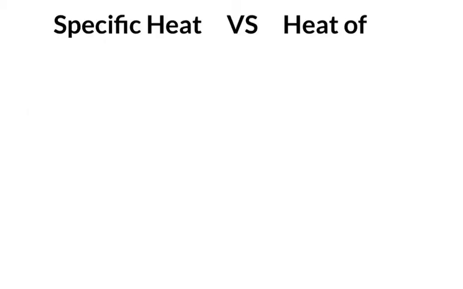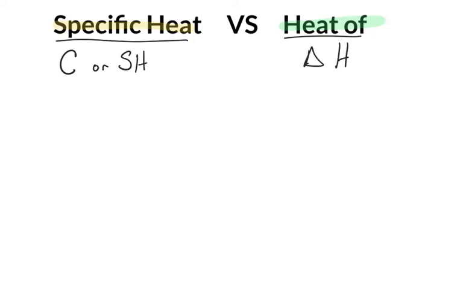So let's look a little bit at the differences between the specific heats and the heats of. In the specific heat, you'll notice, of course, we have the abbreviation C or SH, whereas the heat of is delta H. In the specific heat, you'll notice that it always says a solid, a liquid, or a gas. That is specifying what state, what physical state we're looking at. So we can look at just the solid, just the liquid, or just the gas. And you will have a different specific heat for each of those. They are not going to be the same.